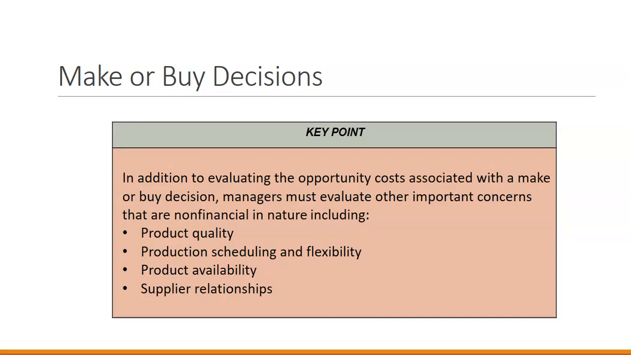Other opportunity costs that we want to think about are, what can we do with that capacity and factory space if we're not making the product? Could we make something else that brings in more money that would offset that $18,000 in losses of buying the product?